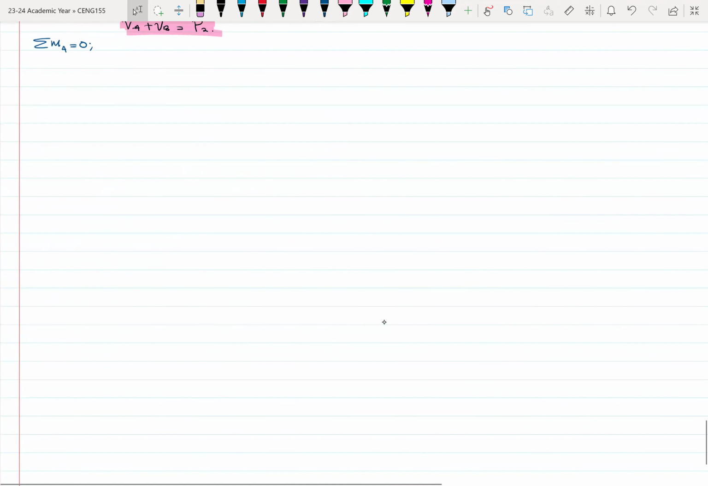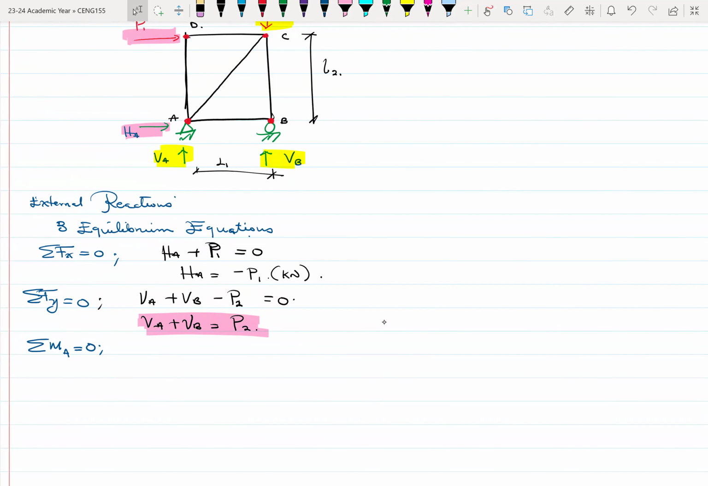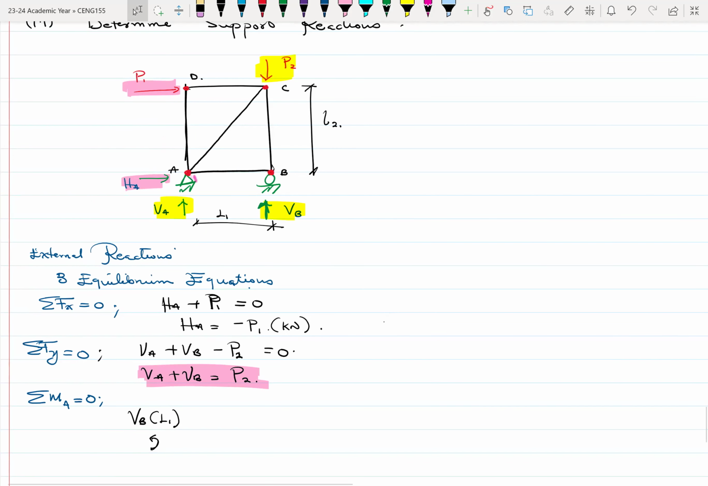Let's start with VB. Okay. So let's look at VB. Let's use the black. We have VB times... so you see, VB is acting in this direction, acting upwards. And I want to take the moment about A. So the perpendicular distance between B and A is L1. So it becomes VB times L1. And that will cause a counterclockwise rotation about A.